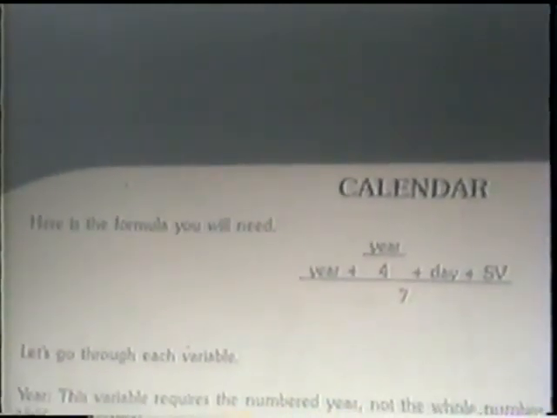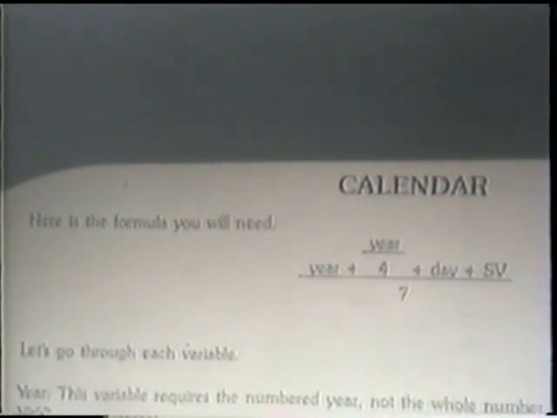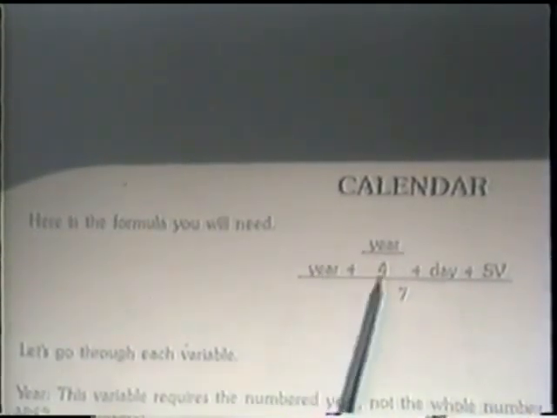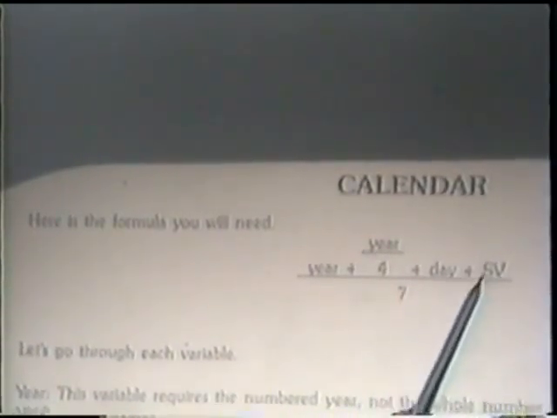Okay. Now, I want to give you a little problem to solve here. Here's our problem. We have a calendar, right? Here's the formula you need. You need to put year, just as you see it here. You have year, you put a line under it, then you put year plus 4 plus day plus SV, and put a long line and put that over 7. That's what we call a formula.